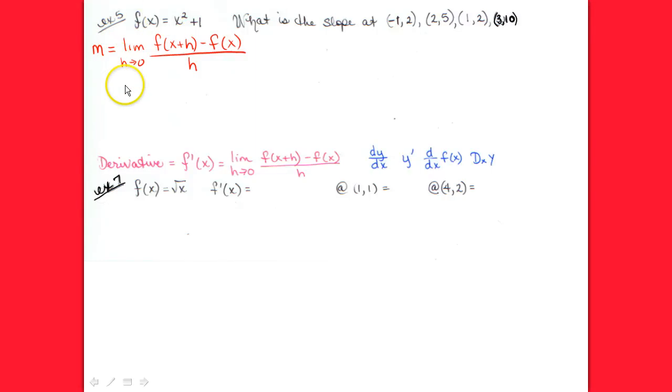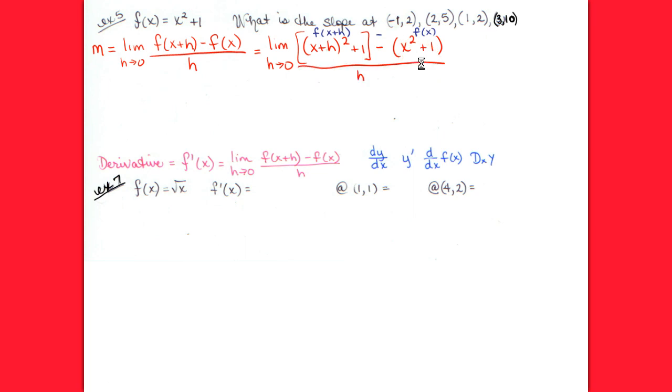Here's that same definition for slope that we've been working with. So I'm going to start off, if my function is x squared plus 1, f of x plus h means put x plus h in the place of x, so that would be x plus h squared plus 1. Then I'm going to subtract from that f of x. So f of x was x squared plus 1, so I'm going to subtract x squared plus 1. And I'm going to divide that whole thing by h.